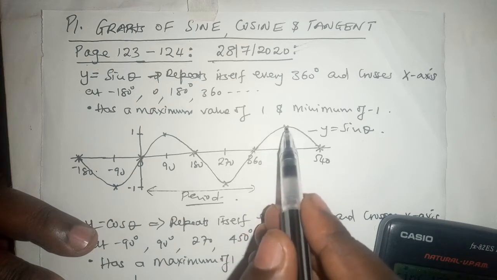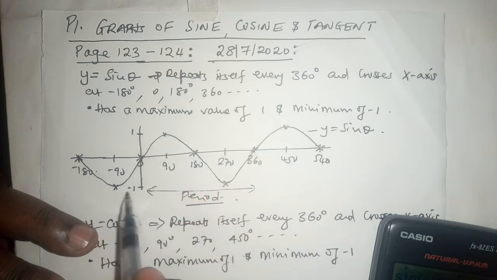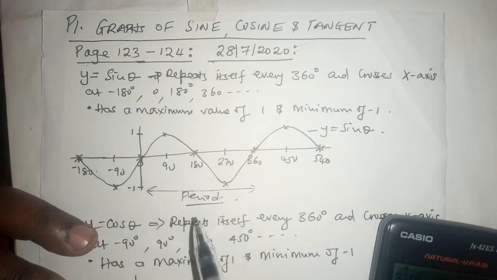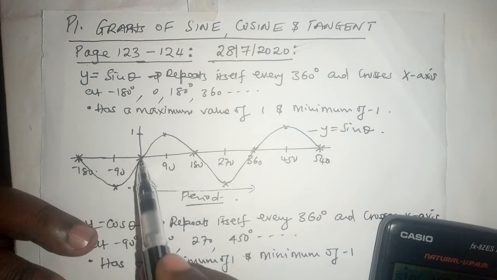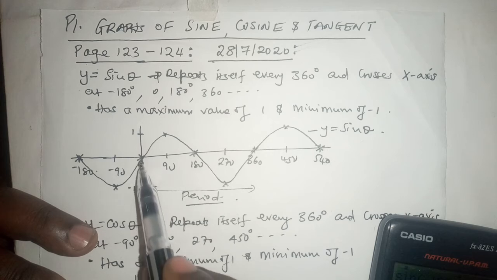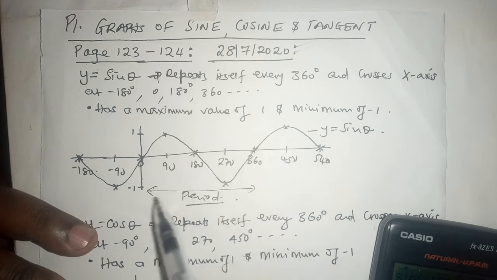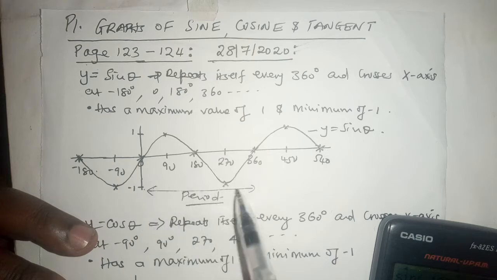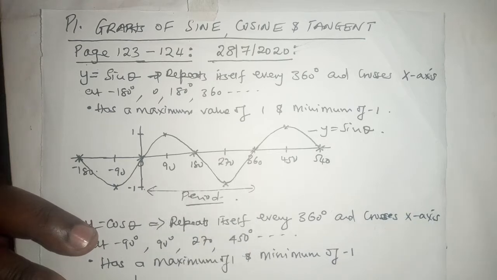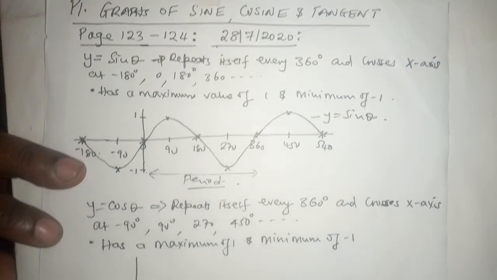Note that the maximum value is 1 and the minimum value is negative 1. You can see the graph repeats itself after every 360 degrees. For instance, it was giving us the value of y being 0 at theta equals 0, moving up, and it is also at the same value of y, which is 0, again moving up. So from 0 to 360, it's one period that the graph repeats itself.